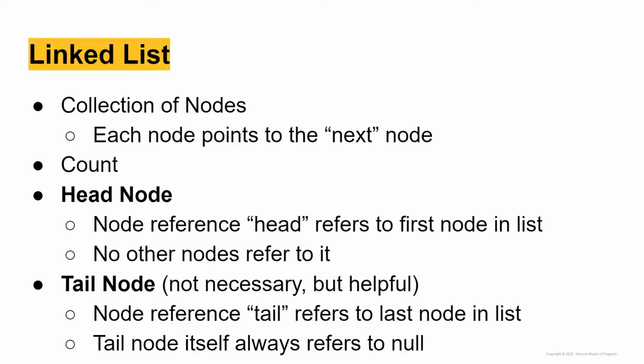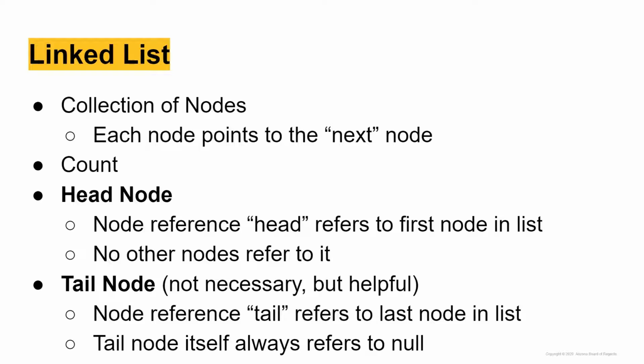Conceivably, you could have a linked list without the count, but it's going to be really handy to keep track of that count. So I would definitely include that in any linked list that you make. Linked lists are also going to have a head node. So this is a node reference. It's not an actual node itself. So head refers to the first node in the list.